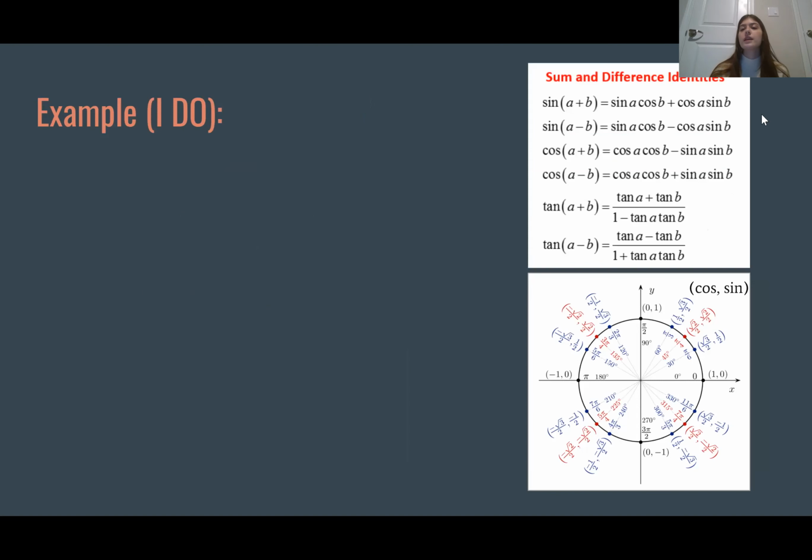Here I have all of the identities here. I might have to move my little face out of the way. Okay. So here are the sum and difference identities, and then here's also the unit circle, okay? So just put in the numbers, then use the unit circle, right? So here's the identities, so we can put in the numbers, and then we'll use the unit circle.